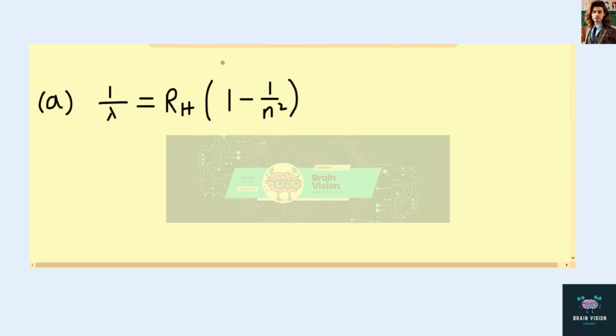For this question, we're asked to calculate the first three wavelengths for the Lyman series, where the wavelength equation is represented as 1 over lambda is equal to the Rydberg constant, R sub H, times 1 minus 1 over n squared. For the Lyman series, n is equal to some integer value between 2 and infinity. So we're starting with n equals 2.